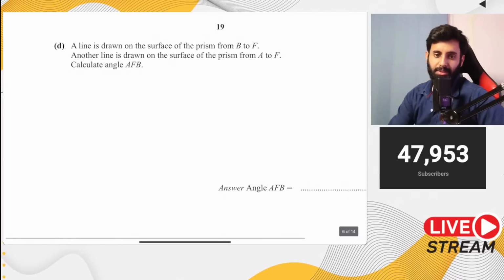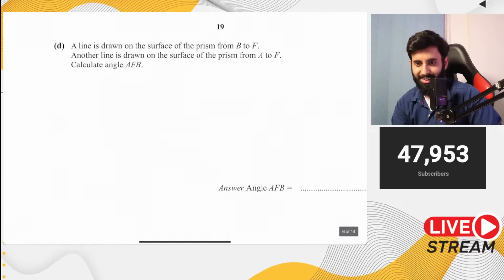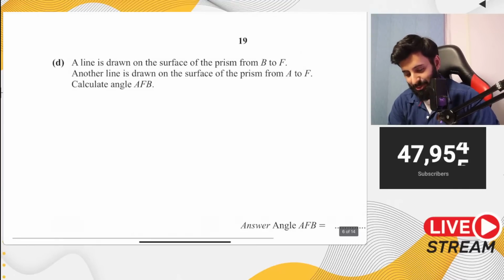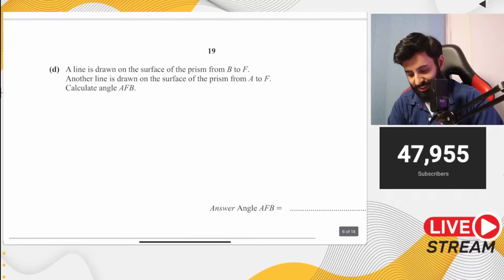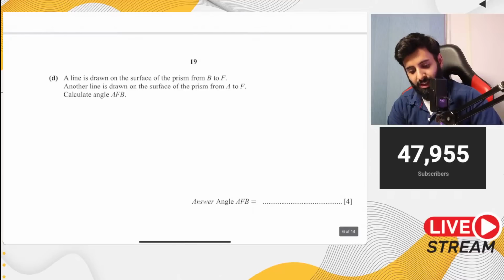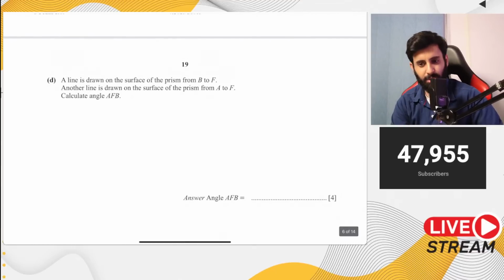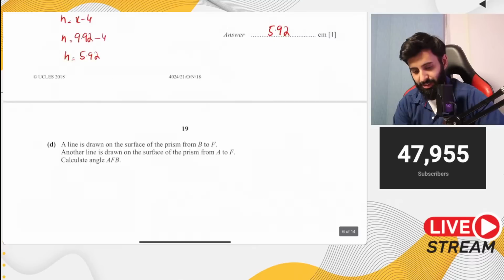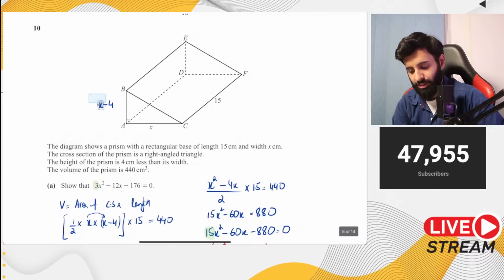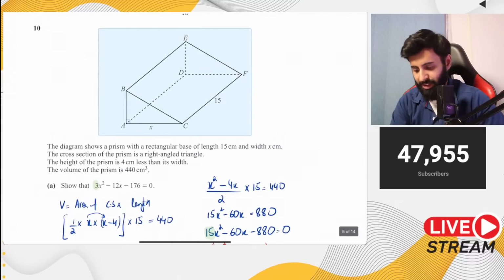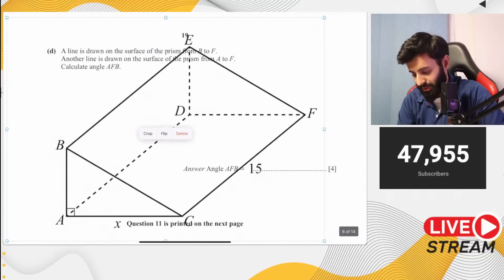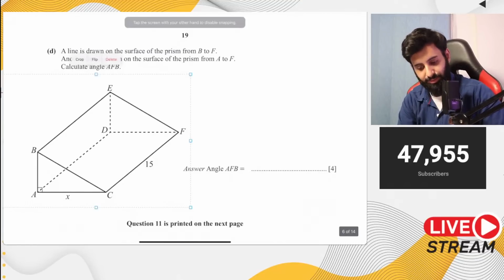Okay, now here's part D. Part D says a line is drawn on the surface of the prism from B to F. Another line is drawn on the surface of the prism from A to F. Calculate angle AFB. Now, this is not a word problem question, but let's do it, we'll revise a little trigonometry. And if it comes in the exam tomorrow, it will benefit you. Not that I know what's coming in the exam tomorrow, but I'm just saying.